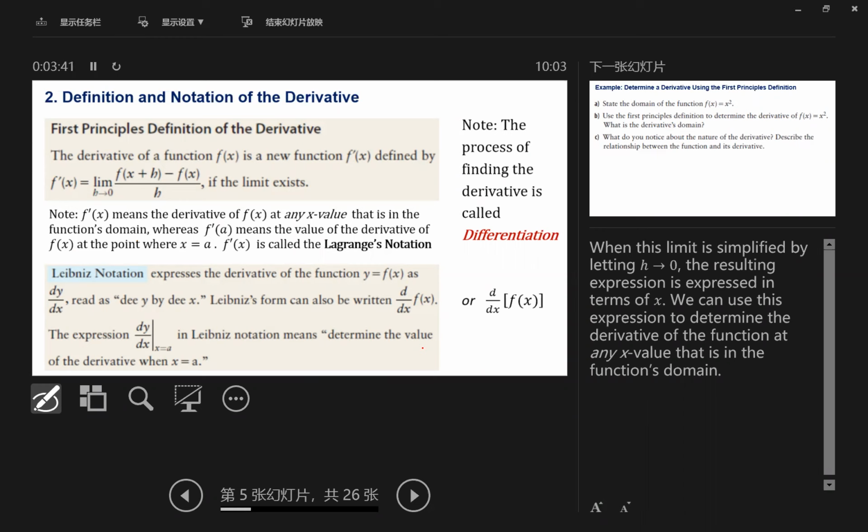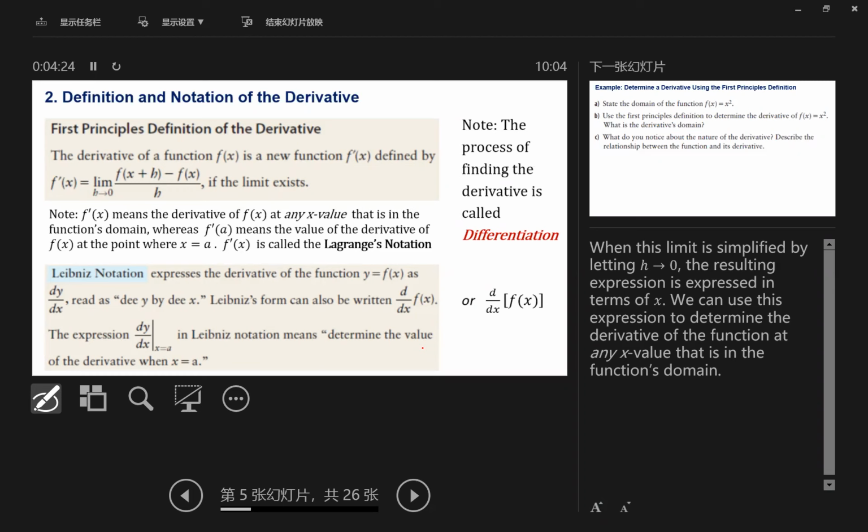The derivative of function f(x) is actually a new function f prime of x, defined as the limit of f(x+h) minus f(x) over h as h approaches zero, if the limit exists. Remember that for functions, the limit does not necessarily exist at every point, right? So basically, the derivative of a function at a certain point is defined using the limit. You understand? That's why we spent 2 lessons there on the limit.